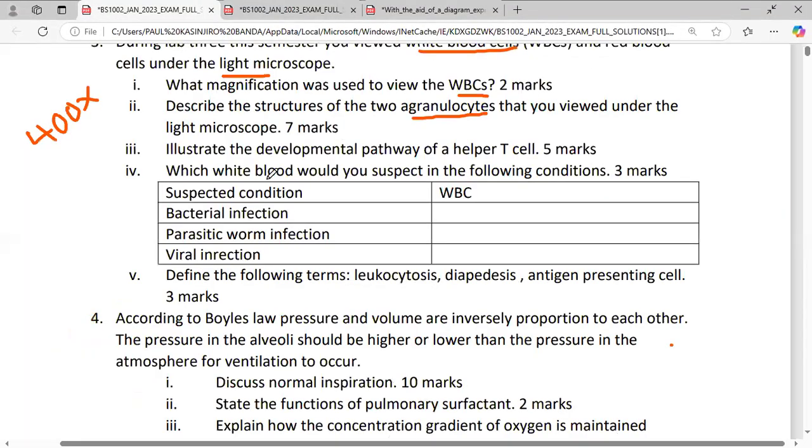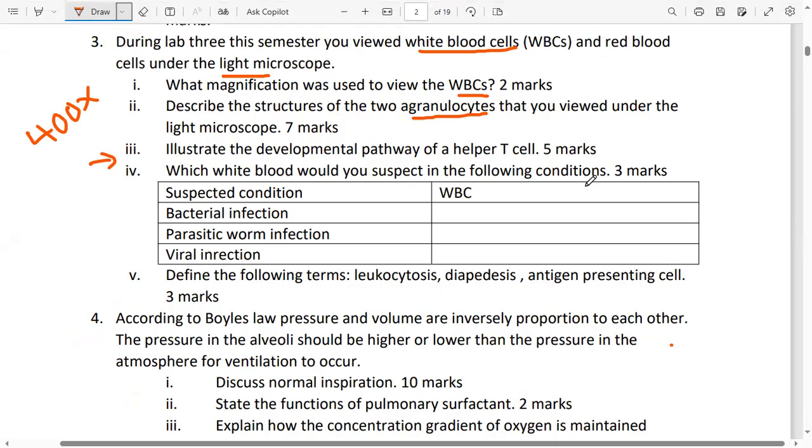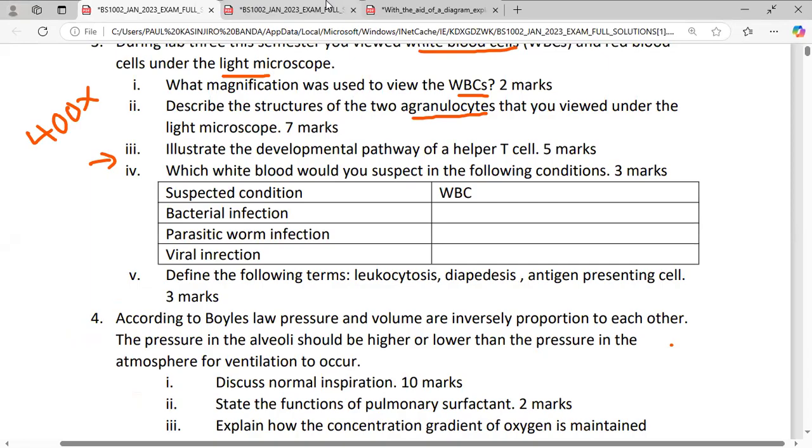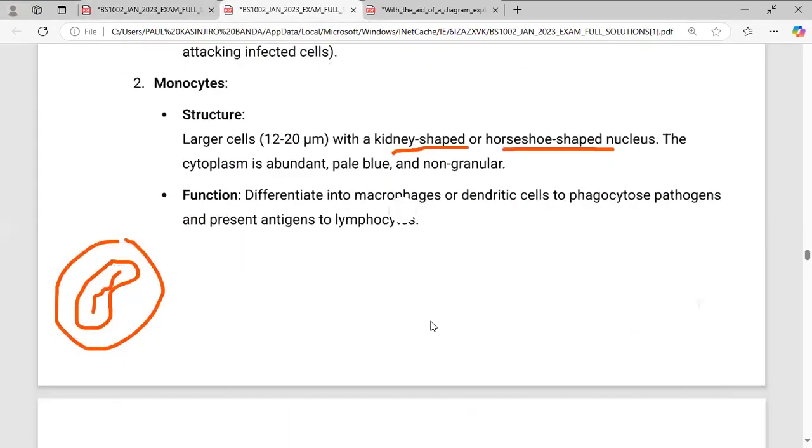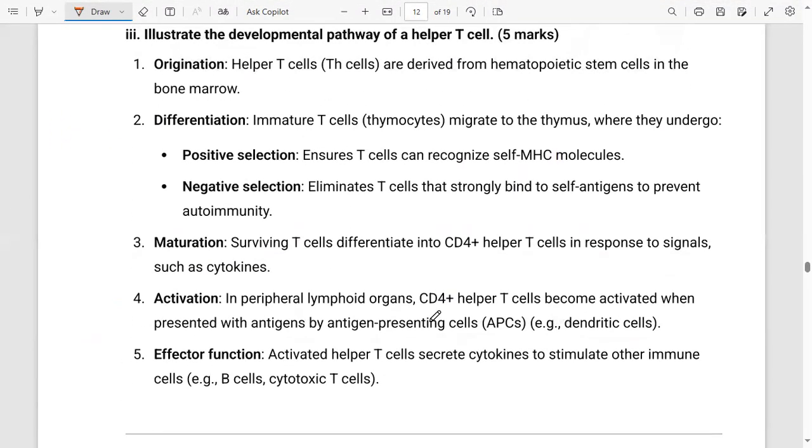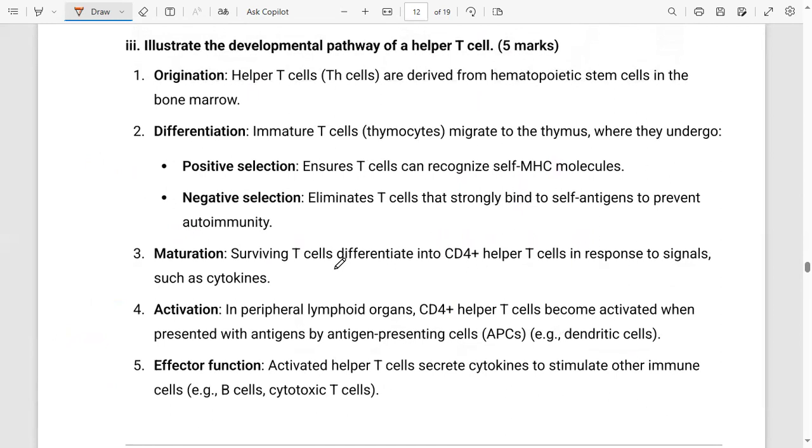Let's look at question 3 here. They're saying illustrate the developmental pathway of a helper T cell, with 5 marks. So we simply have to describe how these helper T cells are developed. I've summarized the process, but if you want to read it as a whole, you are free to do that. Let's go through these steps that I've illustrated here.